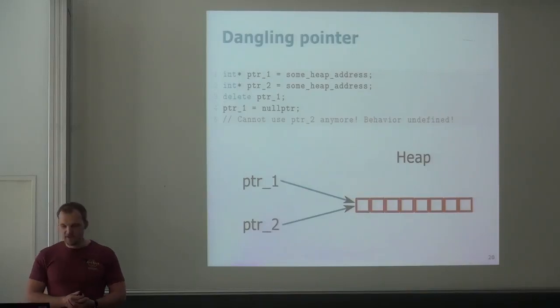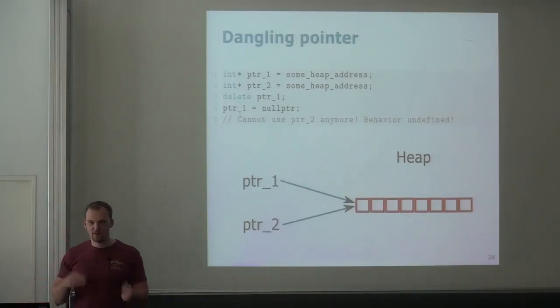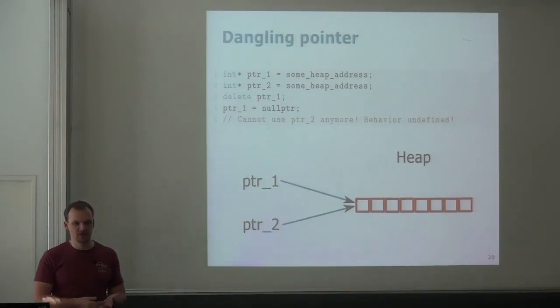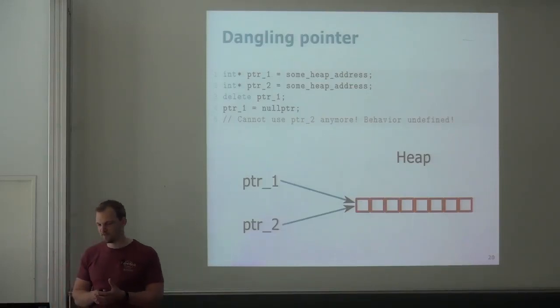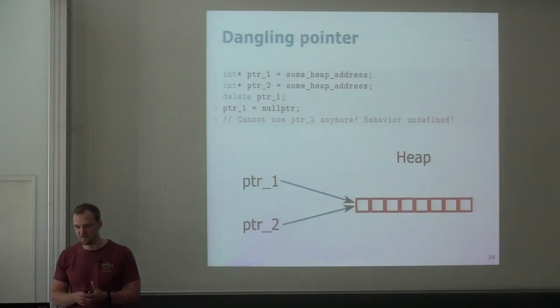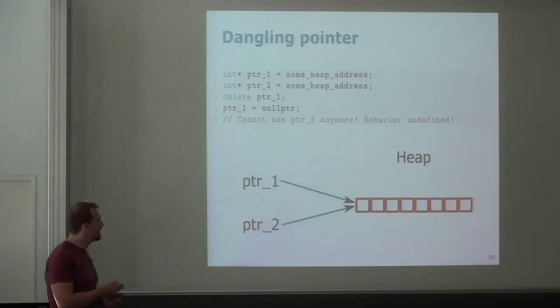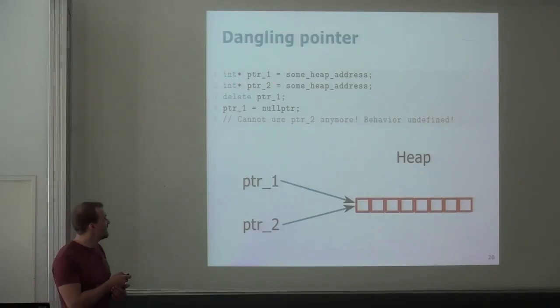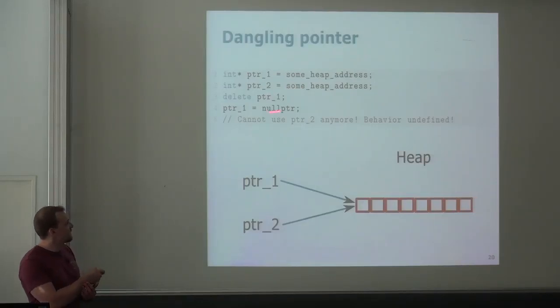Right, so there is a kind of opposite, like the evil twin of the memory leak: the dangling pointer. It's a funny name, but it's what happens when you point two pointers to the same memory. So let's say I create a pointer and point it to some heap address, and another one too, and then I delete through one of them.